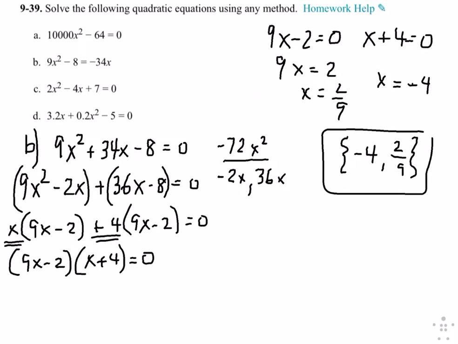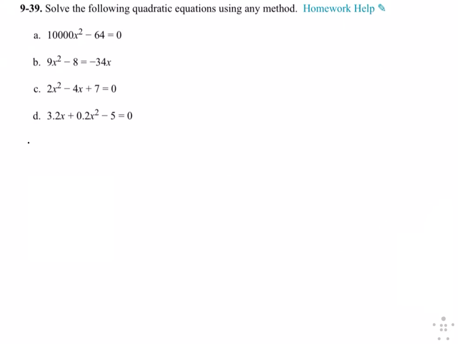Okay, let's make some space for C. So C, we have 2x squared minus 4x plus 7 equals 0. So first I try to factor. Let me see, 2x squared and 7. No matches are going to factor. So let's try a different approach. Let's try, I don't know, for fun, completing the square, right? Let's complete the square on this.